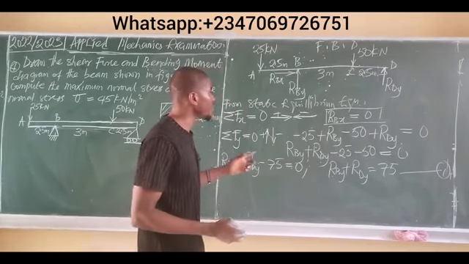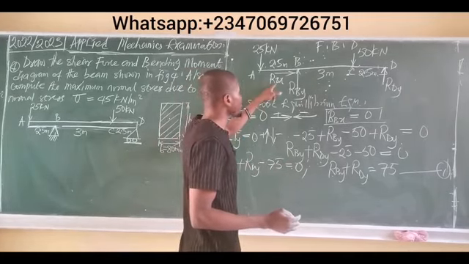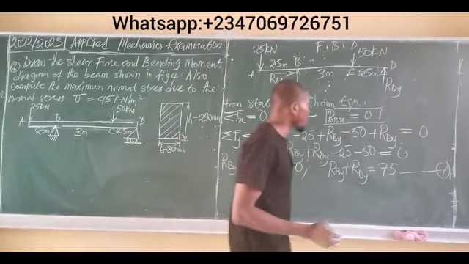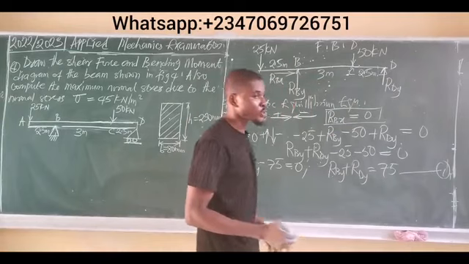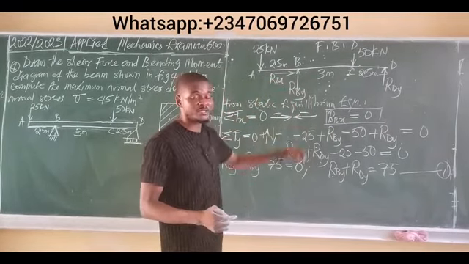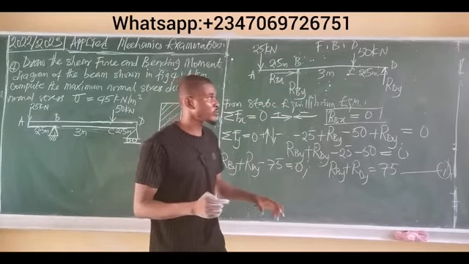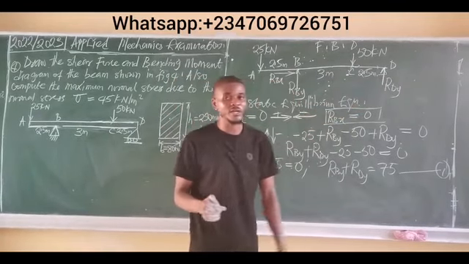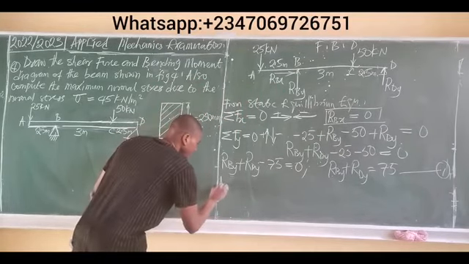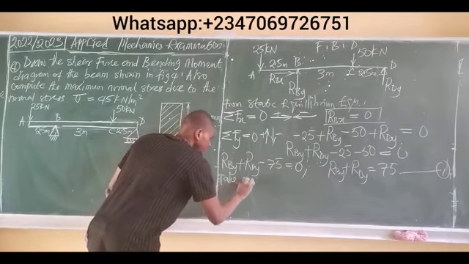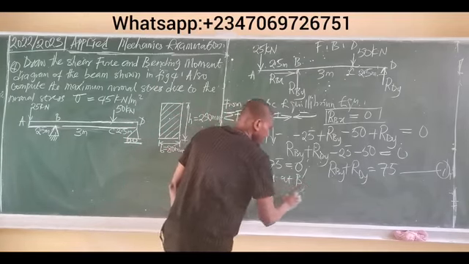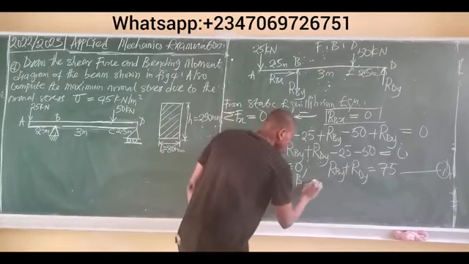Now, if you look at this beam, I have two unknown reactions, RBX and RBY at point B. And I have just one unknown reaction at point D. So it will be very wise for me to take moment at point B so that the moment of these two forces about this point becomes 0. That will help me to find the moment of only this unknown reaction. So we simply take moment at B.